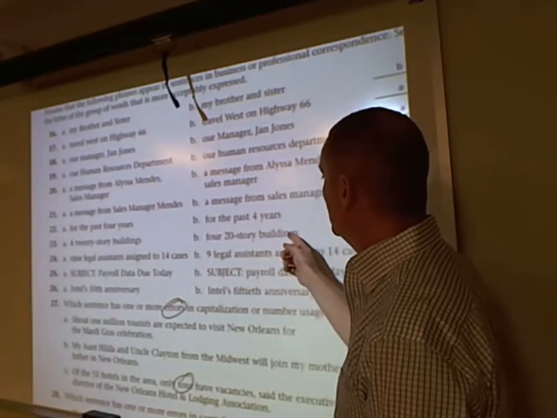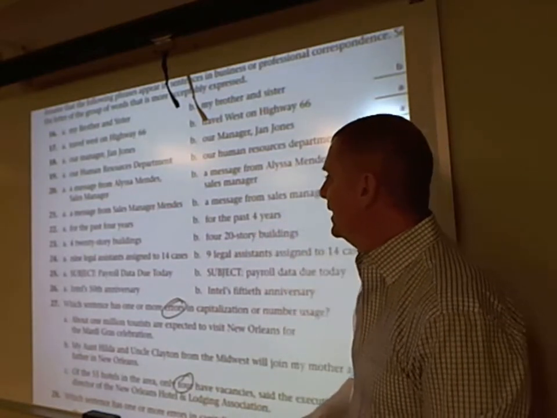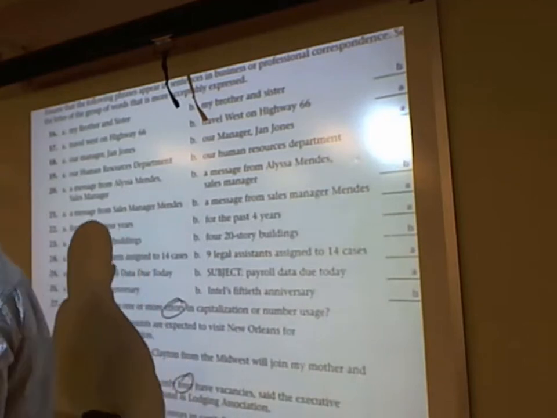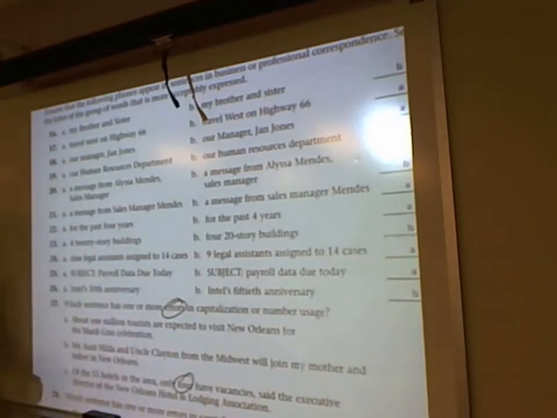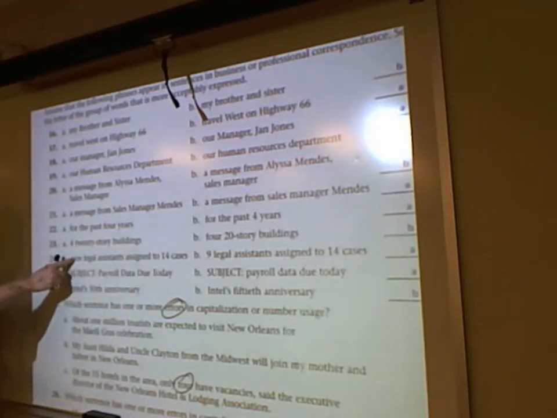23, 9 legal assistants, which so far so good, assigned to 14 cases. These 2 numbers are unrelated. 9 is below 10, so it should be spelled out, and 14 is above 10, so it should be a figure. So letter A is your correct answer here.